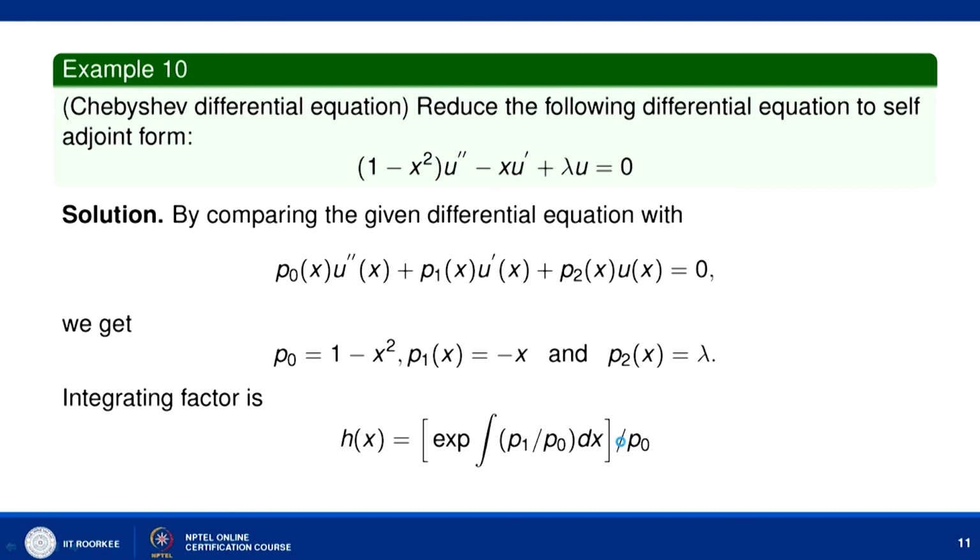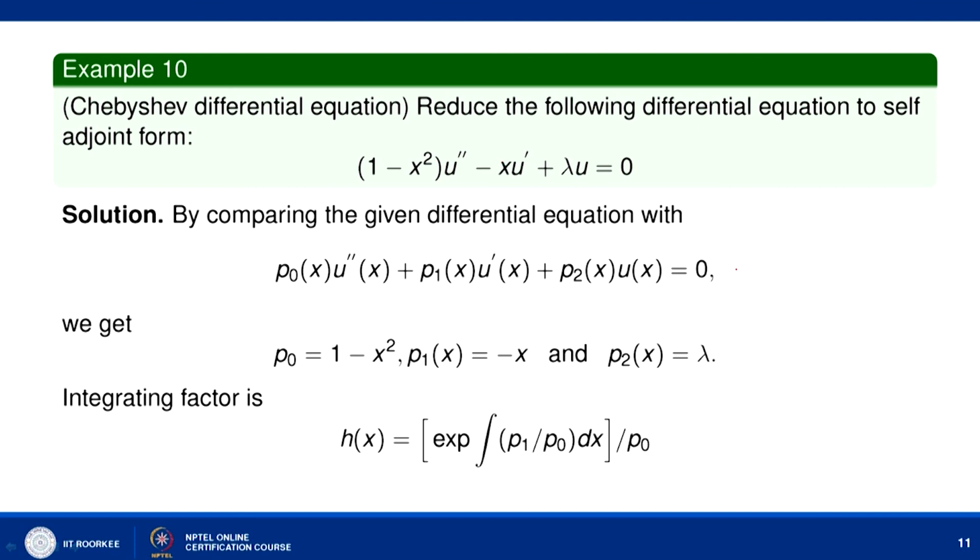Consider the Chebyshev differential equation. Here we want to reduce the following differential equation to self adjoint form. Right now it is not given in self adjoint form, because if you differentiate 1 minus x square, it gives minus 2x, which is not the coefficient of u dash. The coefficient of u dash is only x. So right now this differential equation is not in self adjoint form, so let us make it self adjoint.